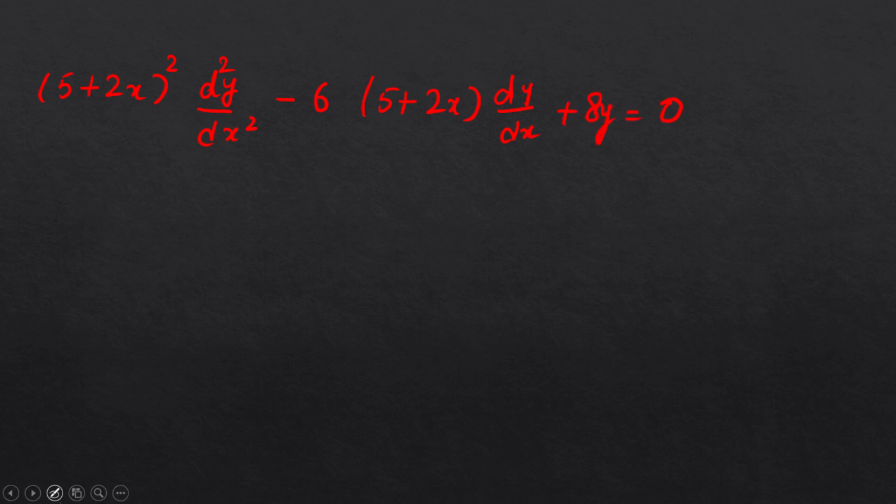Suppose you are given the problem (5 plus 2x) squared d square y by dx square minus 6 times (5 plus 2x) dy by dx plus 8y equal to 0. First of all, we can easily say it is a differential equation with variable coefficients, and secondly it is of the a plus bx type. It simply means that it is Legendre's linear differential equation.